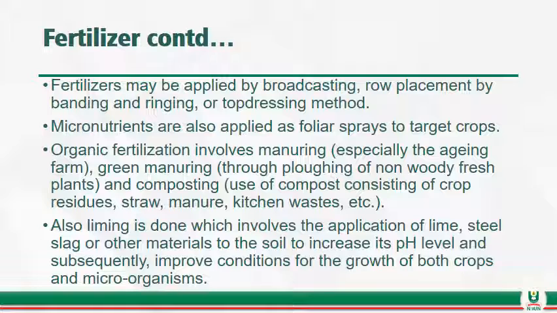And for the micronutrients, they are usually applied as foliar sprays, so they spray them on the target crops. And organic fertilization involves manuring, that's using organic manure, especially from aging farms. You use your green manure, your compost waste, kitchen waste, decomposed plant waste, animal dung. These things, of course, have to decompose very well. You can't use them directly or else they will scorch the plant. So it has to be well decomposed.